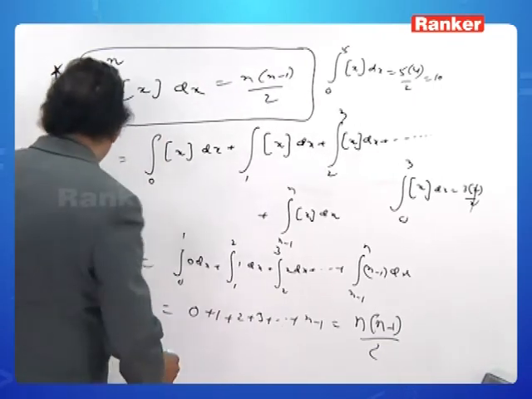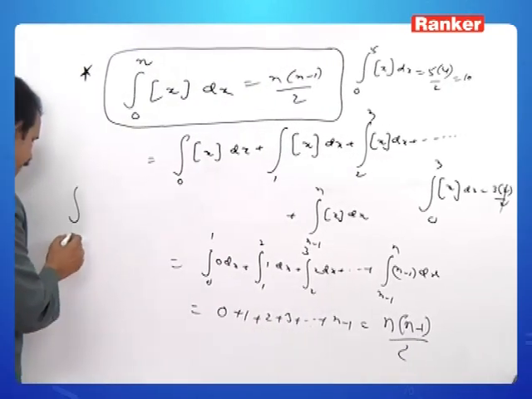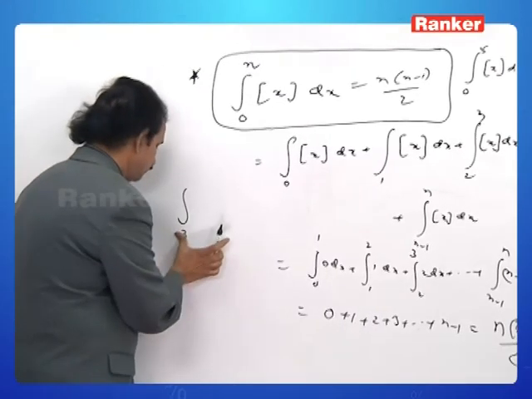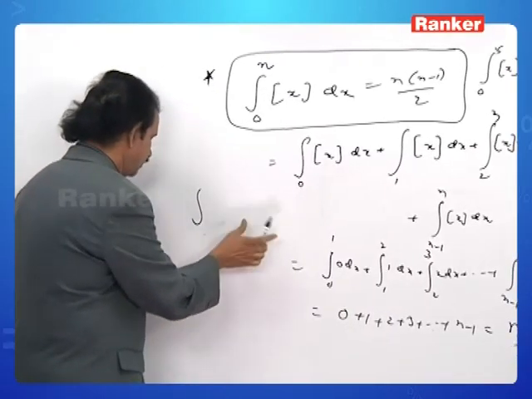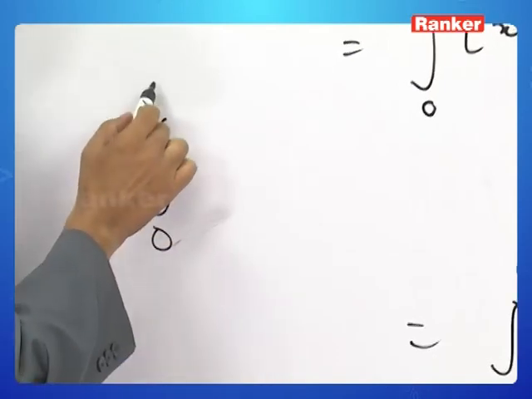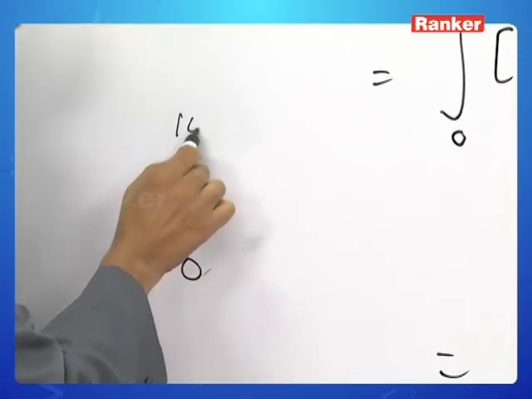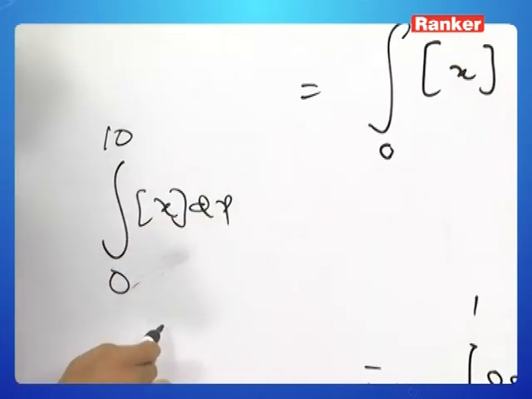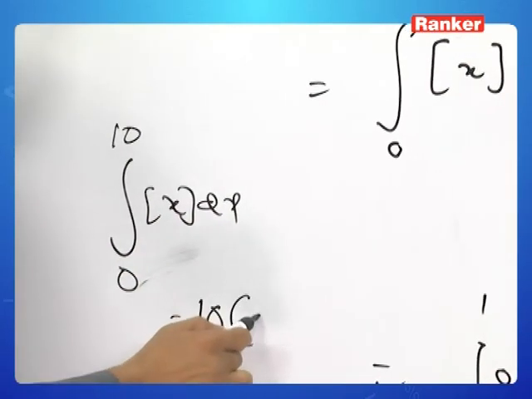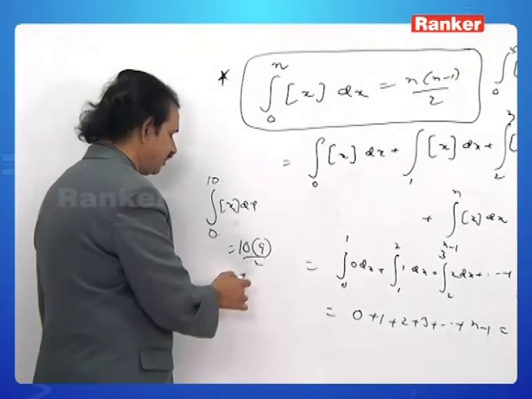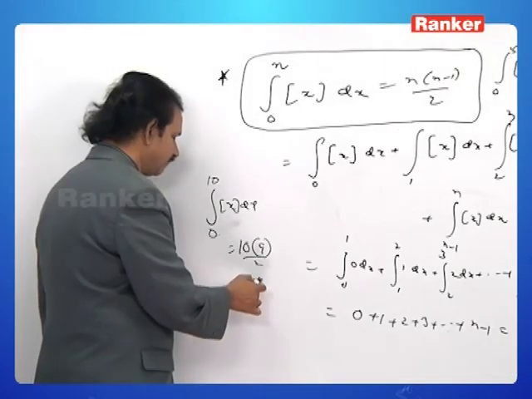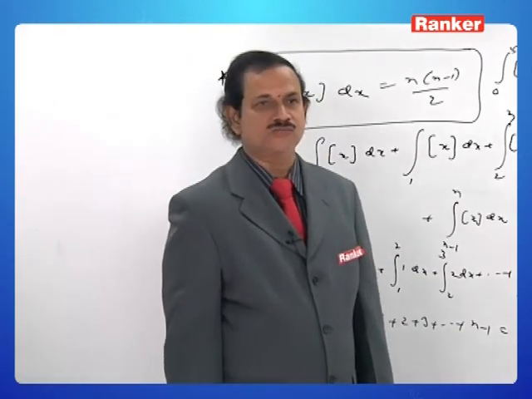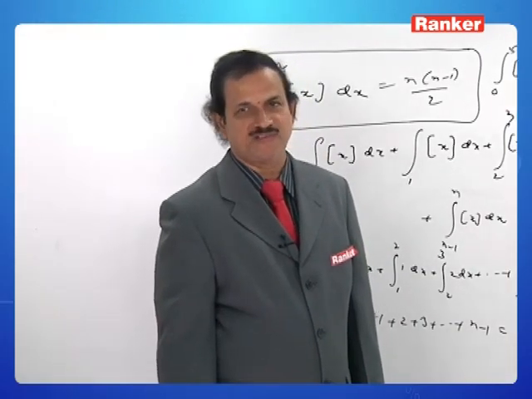One more, integral 0 to 10 integral part of x dx. What is the answer for that? 10 into 10 minus 1 is 9 by 2, 90 by 2 is 45. Like that, we'll be making use of that formula, which is a beautiful and famous formula.